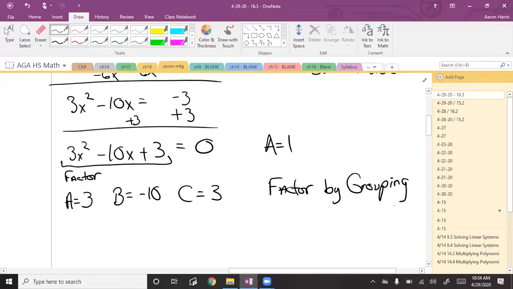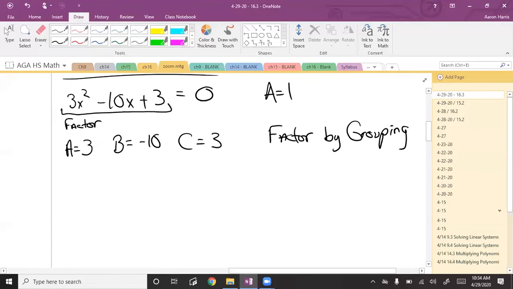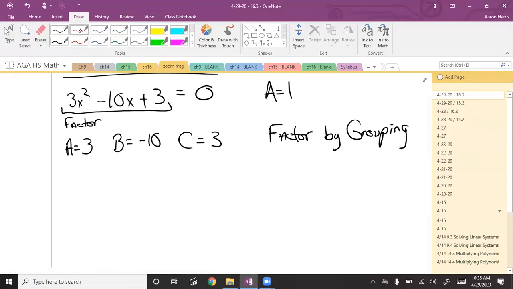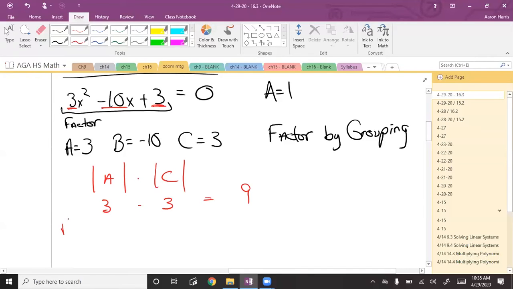So A is equal to 3. You agree? B is equal to negative 10. C is equal to 3. Do nothing different at the beginning. It's still A times C, and it's the absolute value. So I get 3 times 3, correct? 3 times 3 is 9. I still do a factor list.